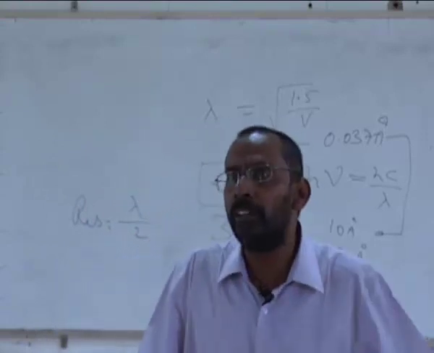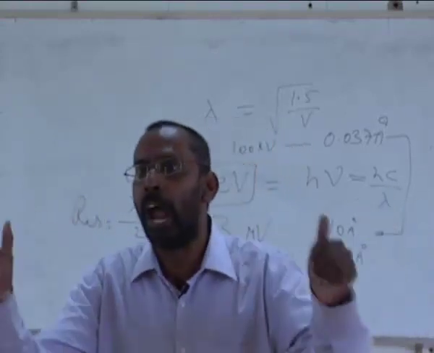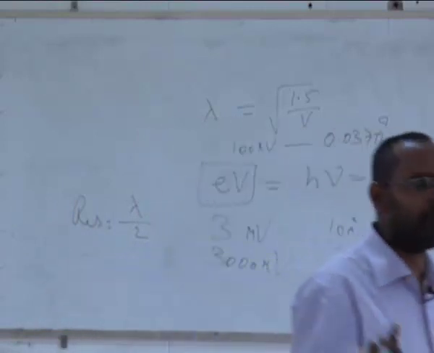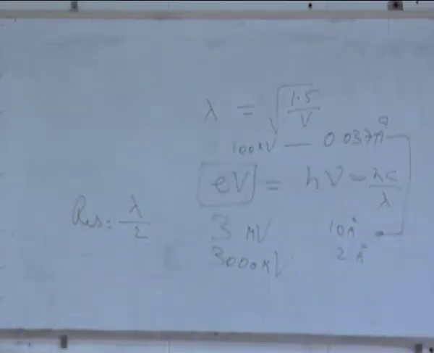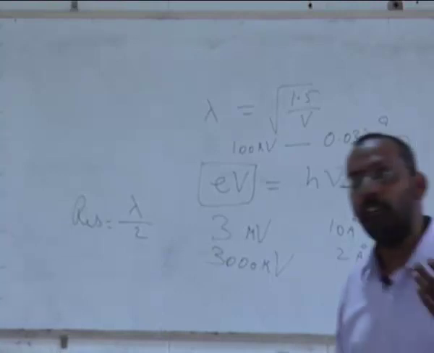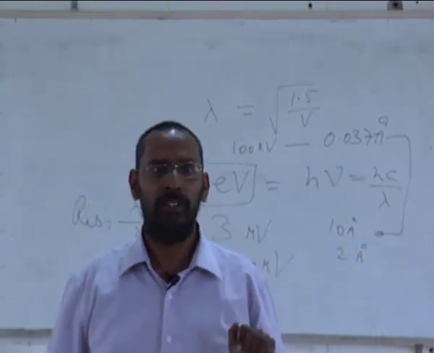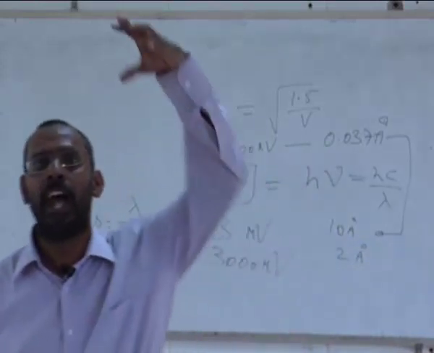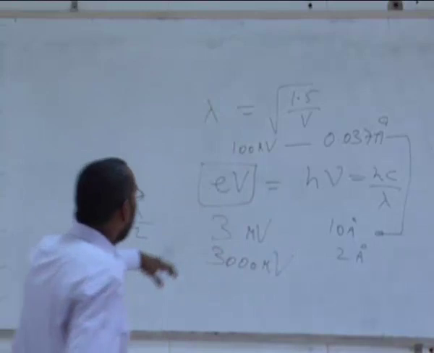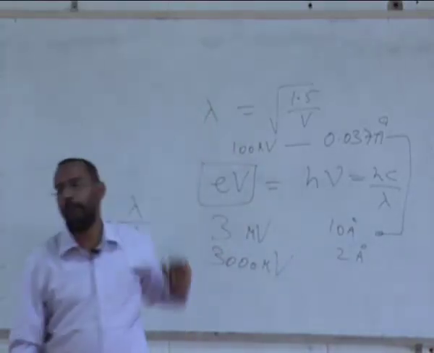Why do I say atomic resolution? Because I know the distances between atoms are usually of the order of 1 to 2 angstroms, right? So I want to actually see atoms. If I want to see atoms, I should be able to have a very stable microscope without any vibrations, and a microscope which has a very high resolution in terms of a very low lambda.